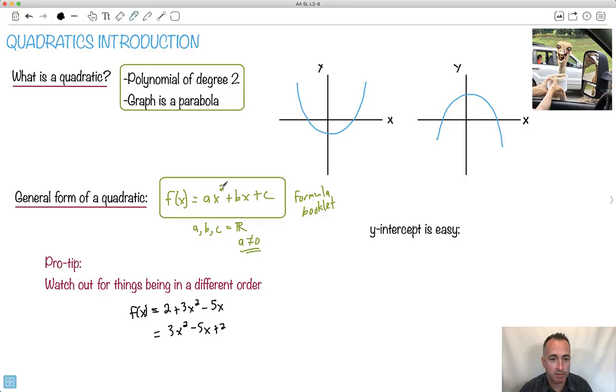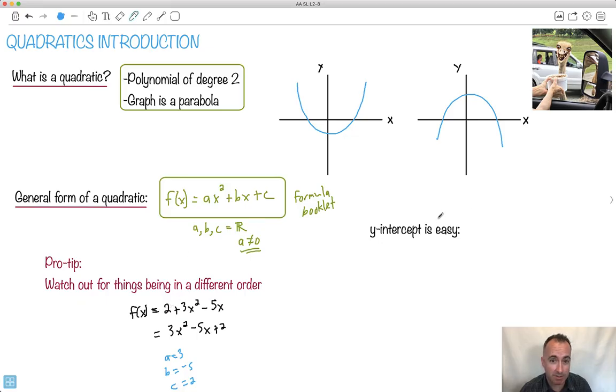Keep in mind, we write them in descending order of x, but they don't have to be in this order. The key thing to know is, in this example, whether you wrote it like this or like this, a is absolutely going to be 3, b is for sure -5, and c is always 2. a is the one in front of the x squared, always. Even if you looked at it here, you might think, oh, a is the first one, this is b, this is c. Nope. a is the one in front of the x squared, b is the one in front of the x, and c is the one by itself. So that's the important part.